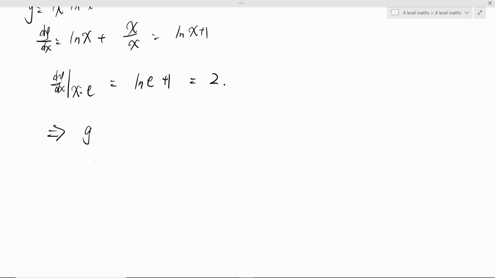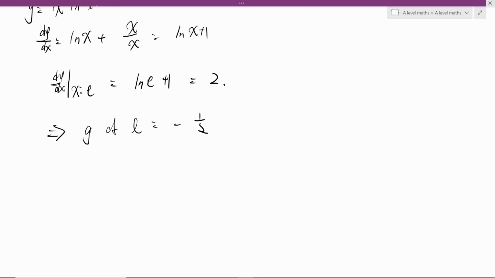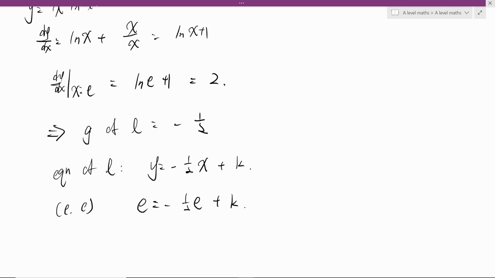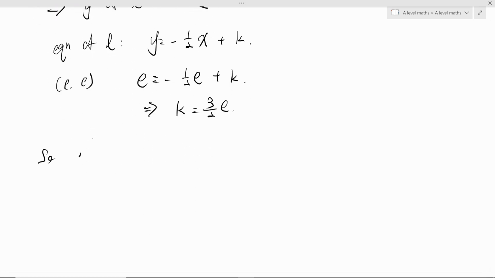So that suggests the gradient of L would be -1/2, from the relationship between the gradient of the tangent and the gradient of the normal. Okay. So we may summarize that the equation for L is in the form y = -1/2 x + k, for some constant k. And we know that (e, e) is a solution of this particular line. So e = -1/2 e + k. Alright, that suggests k is 3/2 e. So L is y = -1/2 x + 3/2 e.